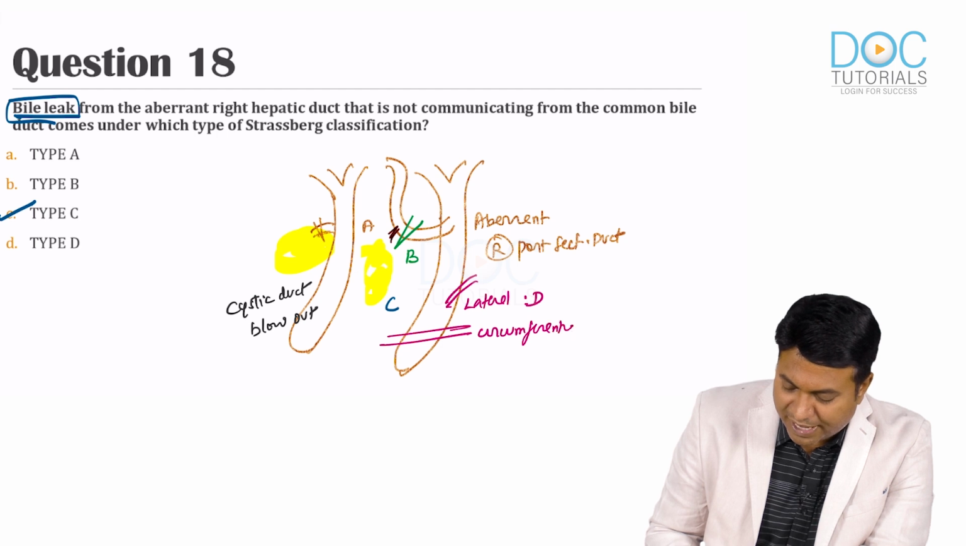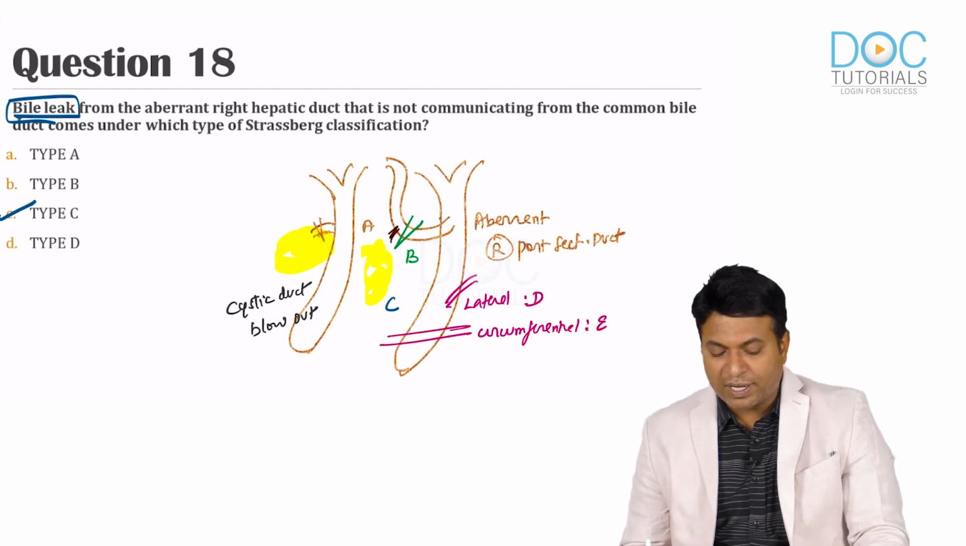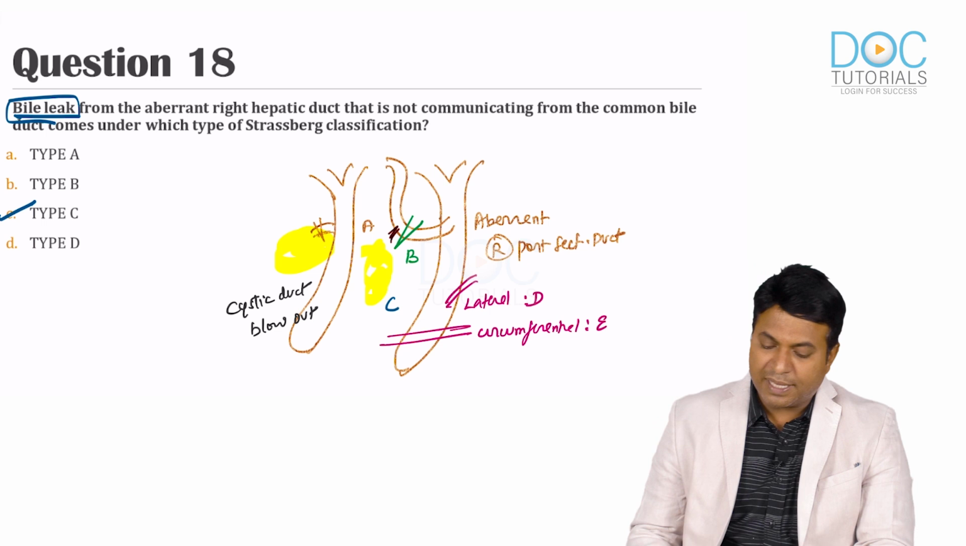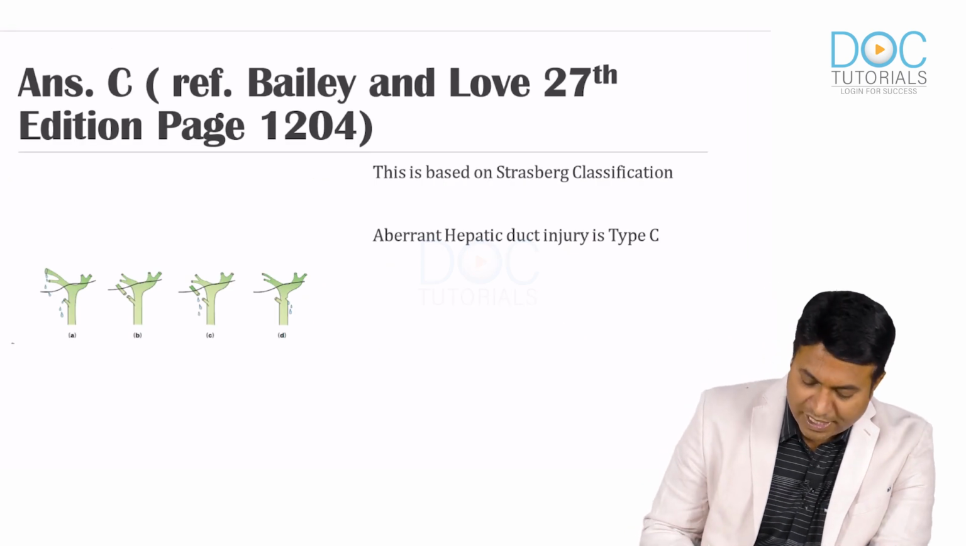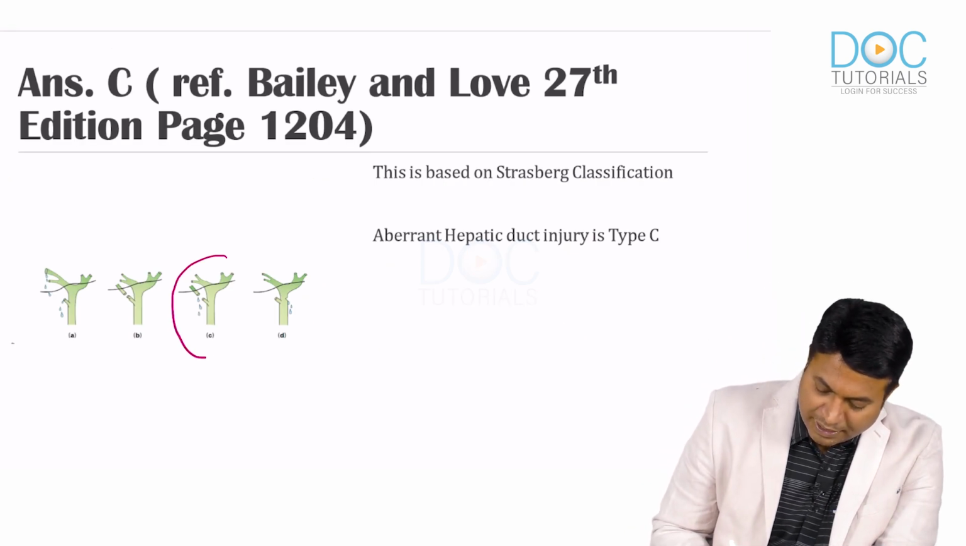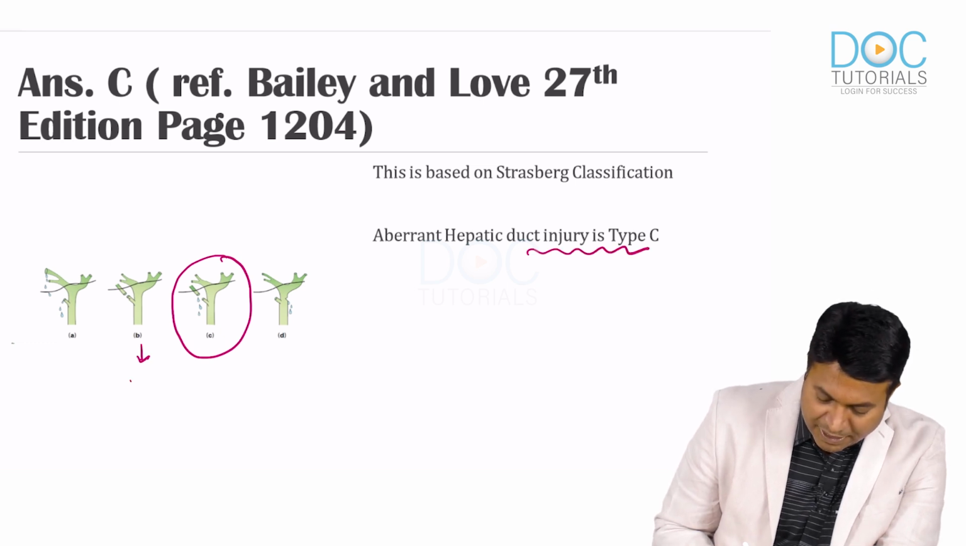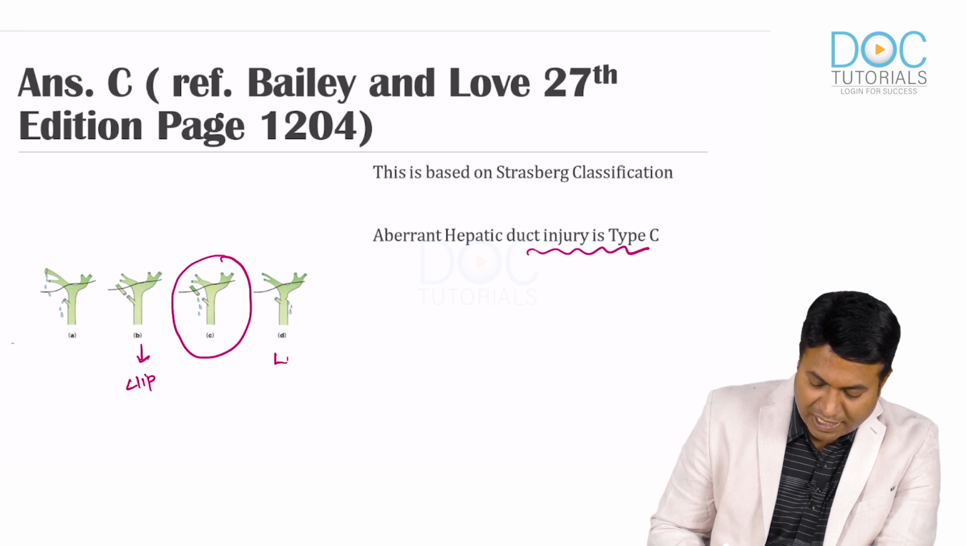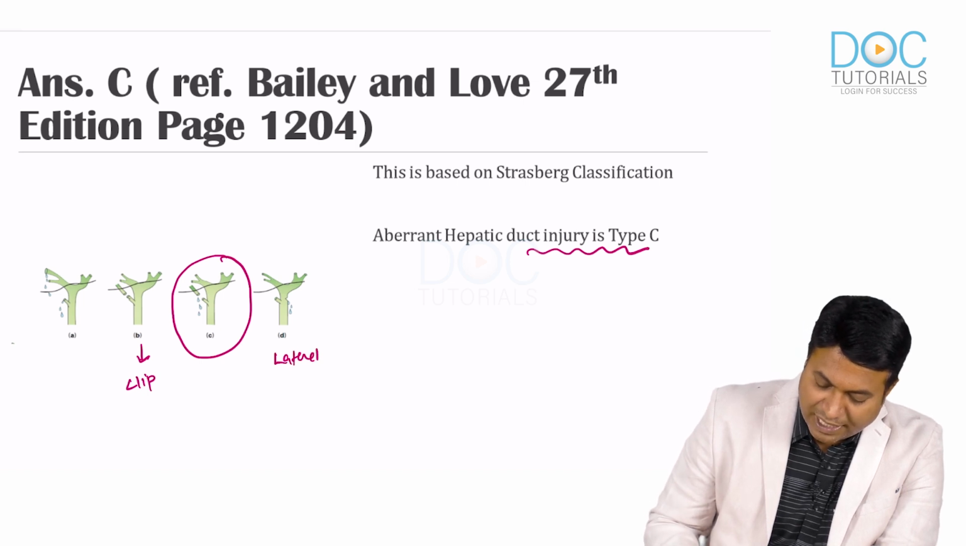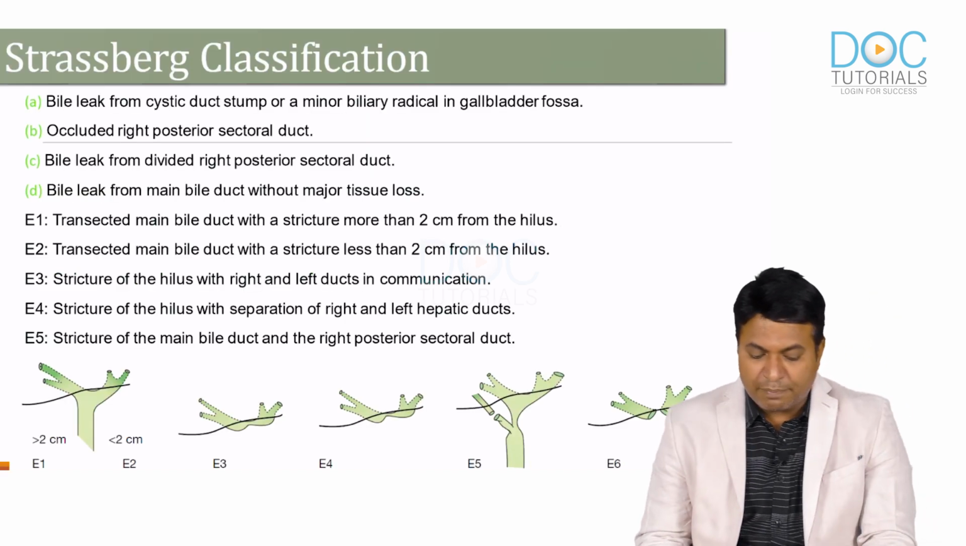This is a paragraph directly from Bailey and Love. Please don't forget, the most common is type A. So this is based on Strasberg classification. You can see aberrant duct injury is type C. Aberrant duct clipping is type B. Lateral injury is type D. If I cut it circumferentially like this, it is type E.